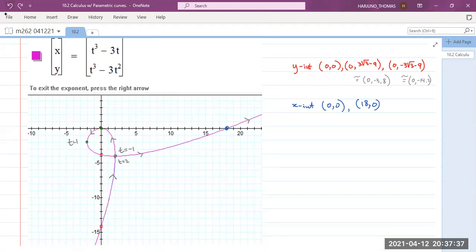It is not possible if we see that from y as a function of x or x as a function of y. We are not supposed to have that, but with parametric equations, that's the very big benefit of parametric equations.